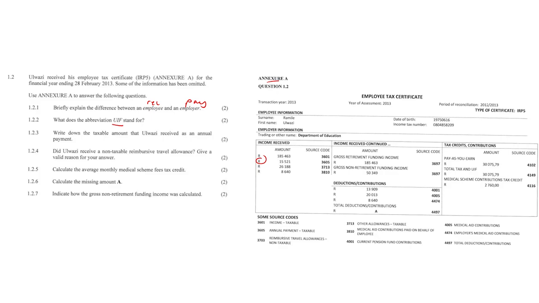1.2.4, did Uwazi receive a non-taxable reimbursable travel allowance? Give a valid reason for your answer. No, he didn't. Nothing here indicates that. There's no code of 3703.